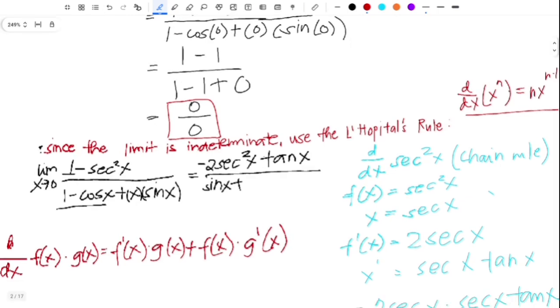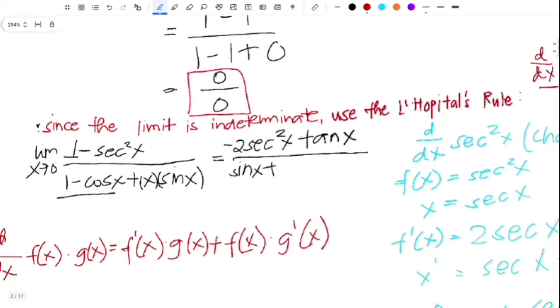Okay, so now let us solve for our x sine x. The derivative of our f of x, which is x, is 1. So let's put 1 here, and as is, copy our g of x, which is sine x, plus we copy our f of x, which is x, then the derivative of our g of x, which is sine x, is cosine x. That involves trigonometry.